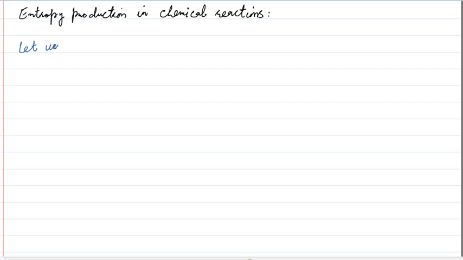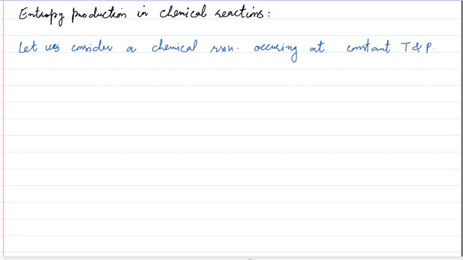Let us just consider a chemical reaction occurring at constant temperature and pressure. We will first consider simply a chemical reaction. Temperature and pressure are kept constant.